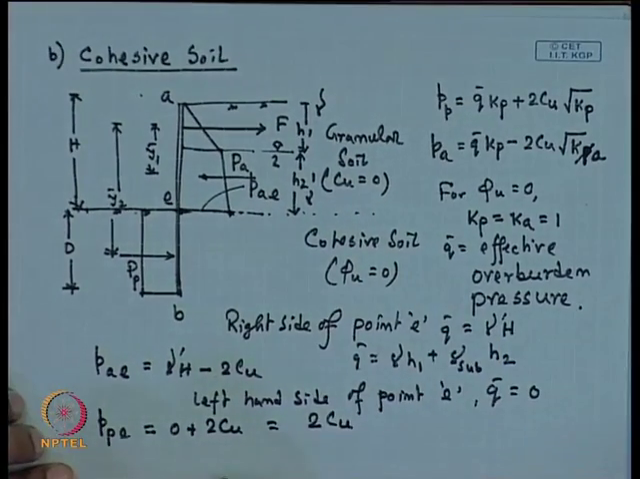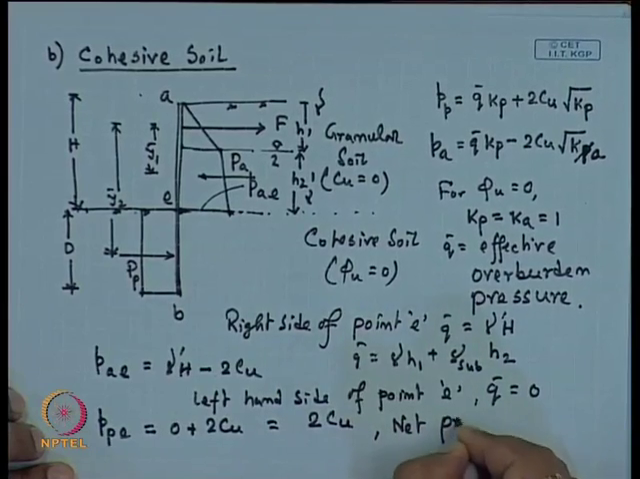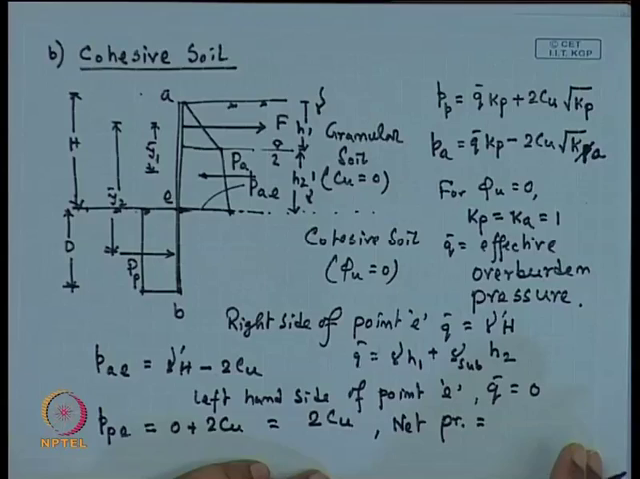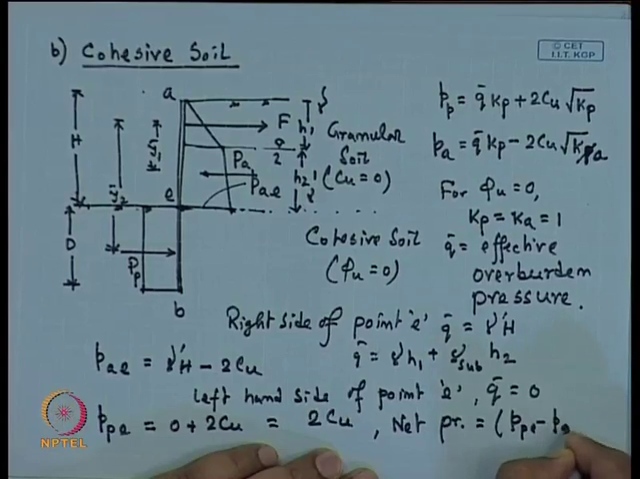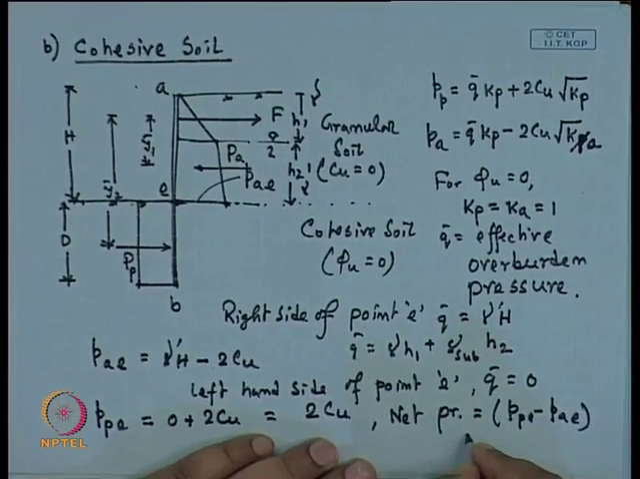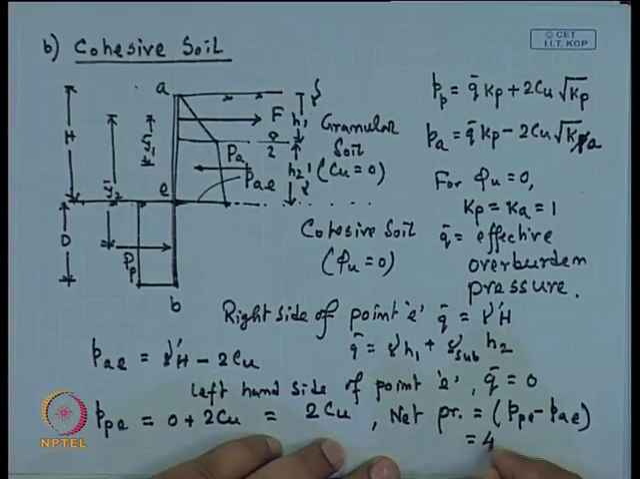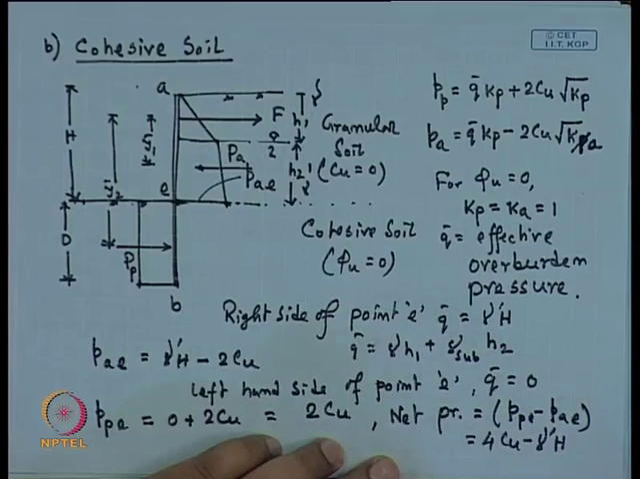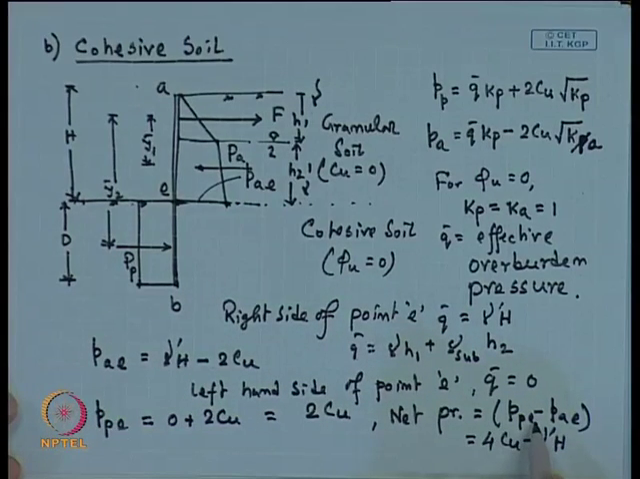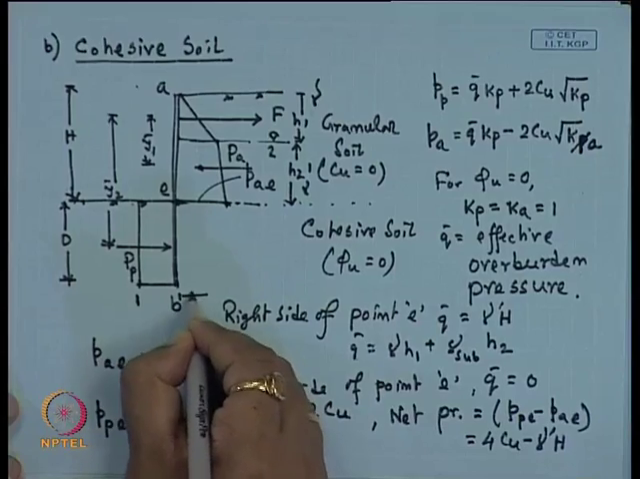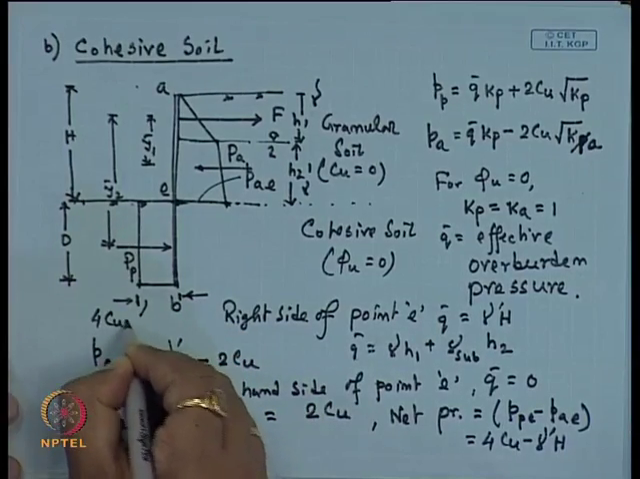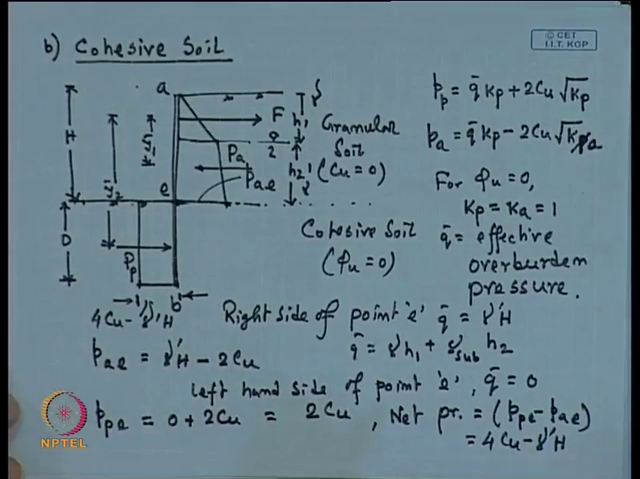So, net pressure, we can write that net pressure is equal to PPE minus PAE. So, that is equal to 4 Cu minus gamma dash h. So, PPE at E and PAE. So, 4 Cu minus gamma dash h. So, the net pressure that we are getting at this level is 4 Cu minus gamma dash h, that is the net pressure.